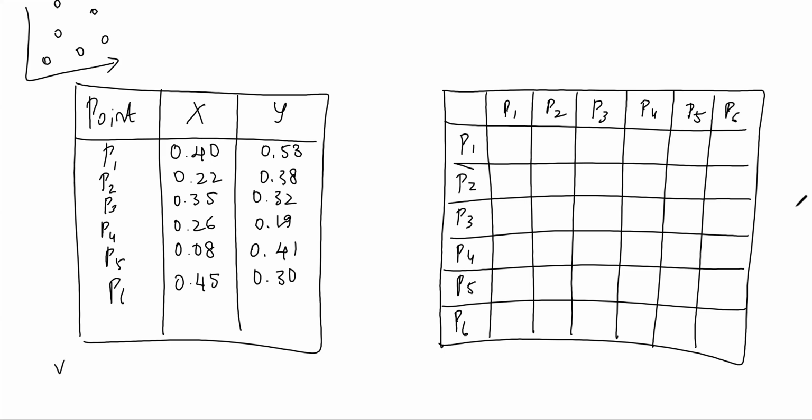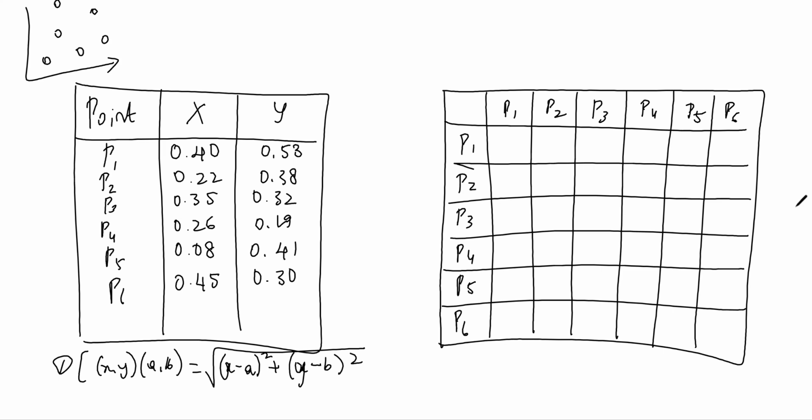So I'll write the distance formula over here, the Euclidean distance. For (x, y) with (a, b), it is the square root of (x minus a) the whole square plus (y minus b) the whole square. We already know the Euclidean distance formula.